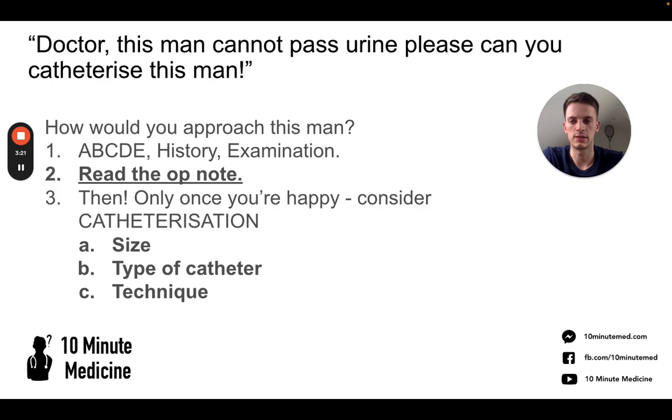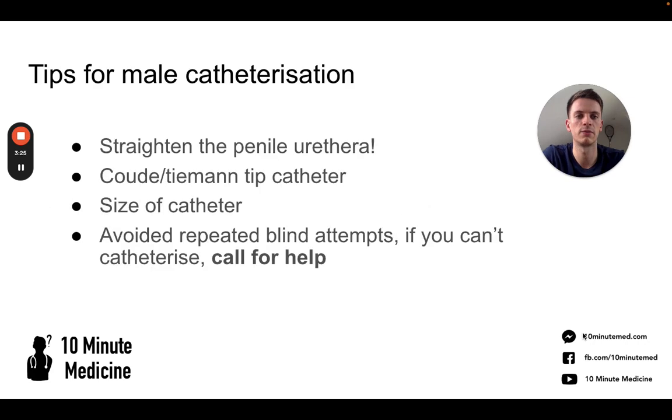Considering the size, type and technique you're going to use are the three main things you need to think of. For male catheterization, you need to straighten the penile urethra, making sure that urethra is as straight as possible, giving you the best chance of catheterizing the patient. Use a coude or Tiemann tip catheter, which are essentially the same thing, a curved catheter which will help get round that bend we explained earlier in the membranous urethra. I'll show you what they look like in a second. Different sizes of catheter are important, making sure the size is appropriate for the patient, and avoid repeated blind attempts.